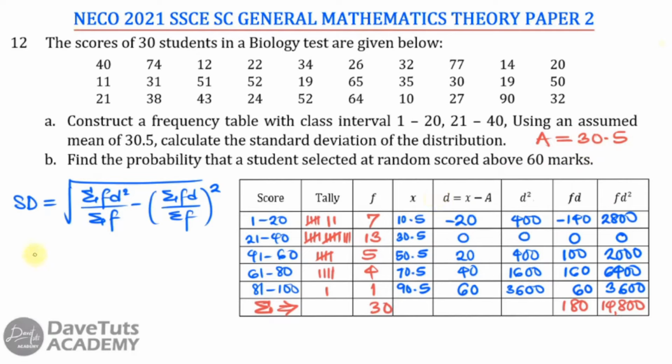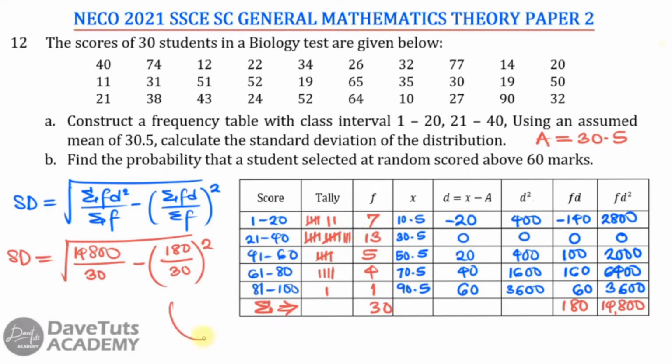So we can go back to try and solve for our standard deviation. The standard deviation will now be the square root of, let's input all these values that we're having now. What's the summation of FD square? That is 14,800 over summation F, which we got as 30, minus the square of summation FD, that is 180 over summation F, that is 30, but we are squaring all of this. So if we are doing this, we can get our standard deviation. Let me bring in our calculator now.